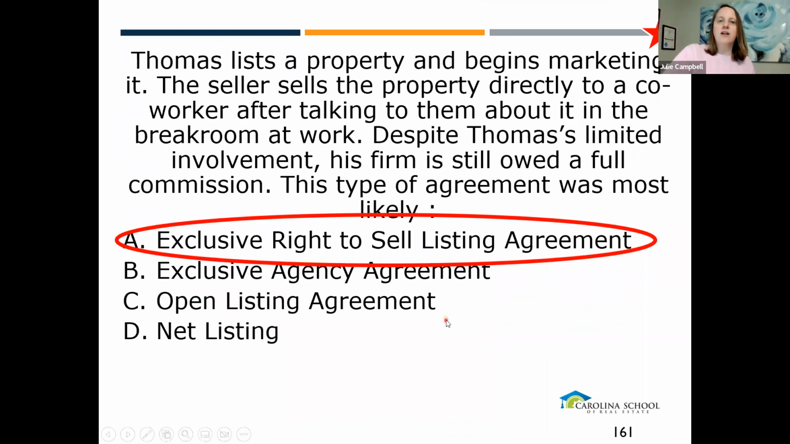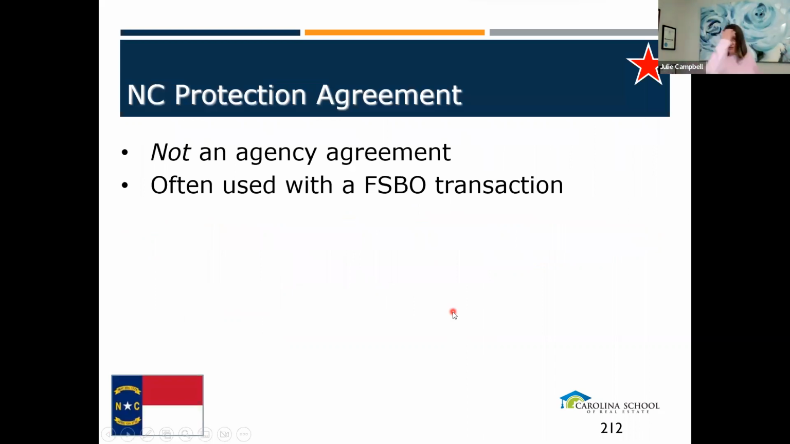Okay. Also in North Carolina, we have something called the North Carolina Protection Agreement. Y'all, this is protecting you. Specifically, this is protecting your commission. The North Carolina Protection Agreement is not an agency agreement. I'm not trying to attempt to create agency. Somebody that didn't hire me is offering to pay my commission.